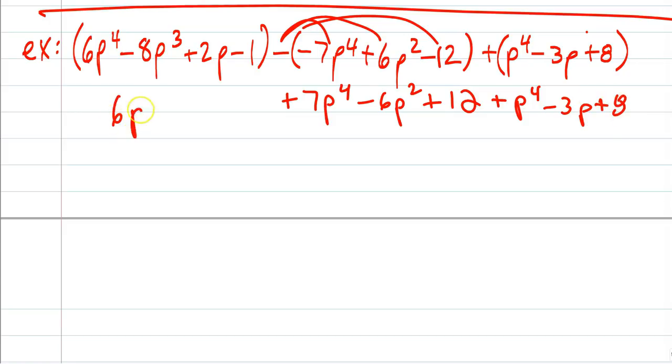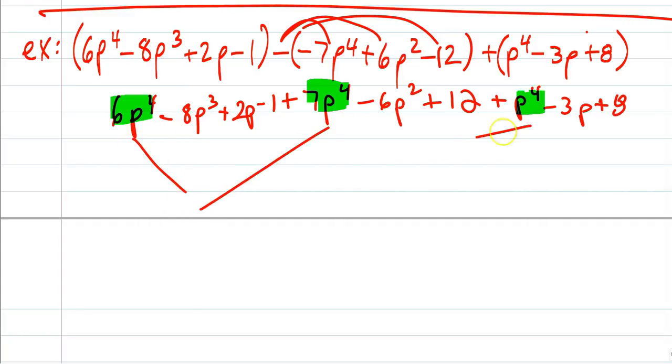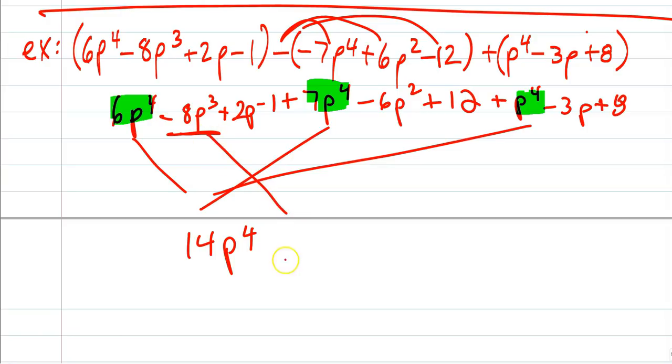Alright, so let's start with our highest degree. The highest degree I see is p to the 4th. So we're going to combine all the p to the 4ths. What do we get here? 6 plus 7 is 13. 13 plus 1, 14, p to the 4th. The next highest degree we see is p to the 3rd. There's only one of those, so it will not combine with any more. Bring it down. Minus 8p to the third.